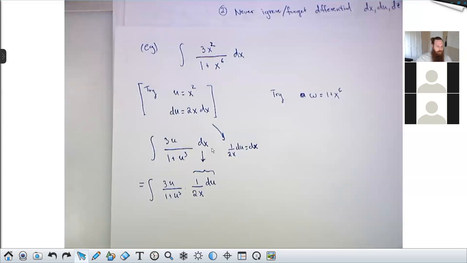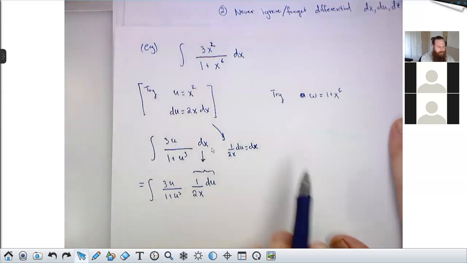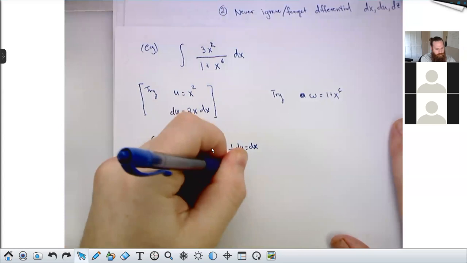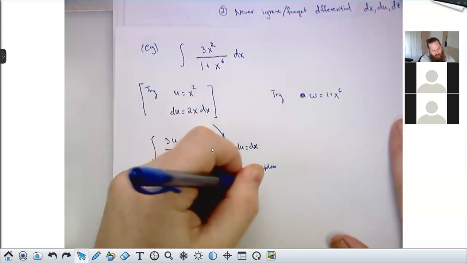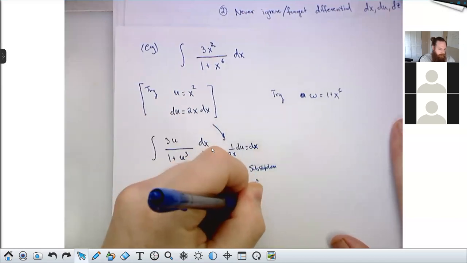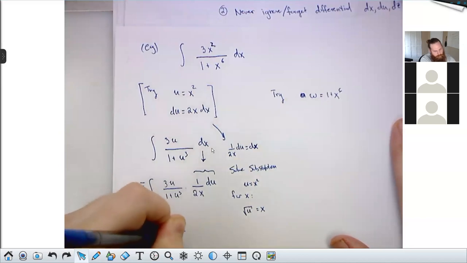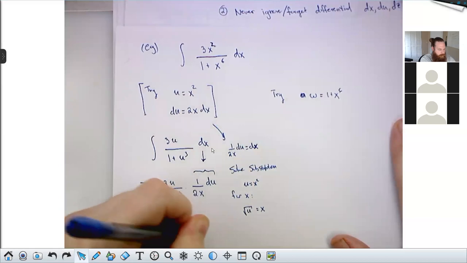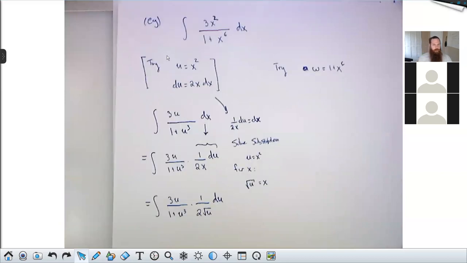You go back to your substitution. Multiply the whole thing by its derivative? Can't do that. Now you go back to your substitution and you solve the substitution, u equals x squared, for x. This means the square root of u is equal to x. So I can then rewrite this as 3u over 1 plus u cubed times 1 over 2 square roots of u times du. Right? If u is x squared, then x is the square root of u. So this x is really a square root of u.